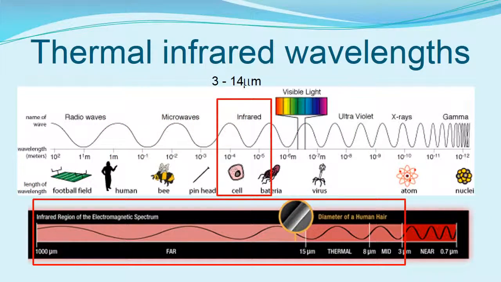All objects with temperatures above absolute zero emit electromagnetic energy. Thermal energy is emitted in the 3 to 14 micrometer range of the electromagnetic spectrum, referred to as the thermal infrared. It is invisible to our eyes but can be detected with thermal sensors. Objects vary in the way they store and emit that energy. That allows us to differentiate between them. Because their thermal emission properties are predictable, we can also derive their temperatures.